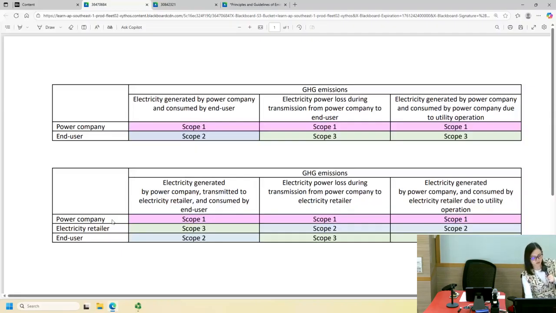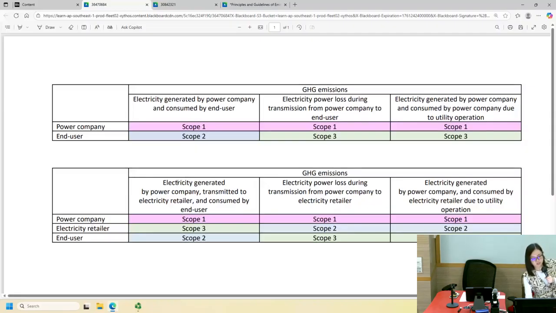Another example would be also power generation, but with a retailer. Like we have a power company that generates some electricity, and then this electricity is sold to an electricity retailer, and this electricity retailer sells the electricity again to the end user. You see what I mean? Just like CLP. CLP buys electricity from the Daya Bay power plant and then sells the electricity to us. Then CLP is kind of like the electricity retailer, right?